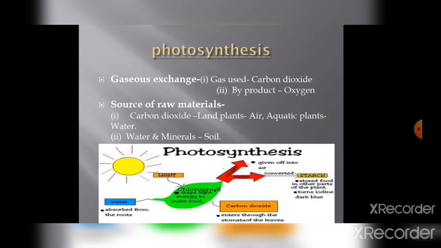There are two main types of nutrition, that is autotrophic and heterotrophic. Autotrophic nutrition occurs in plants, whereas heterotrophic is for animals. Heterotrophic nutrition has three subtypes, that is holozoic, saprophytic, and parasitic nutrition.